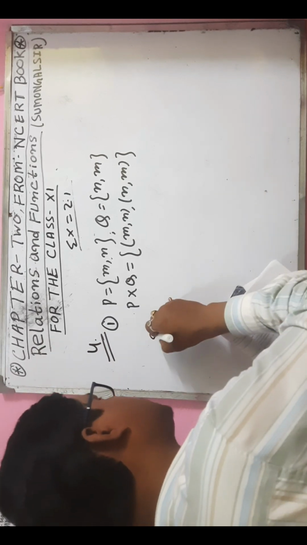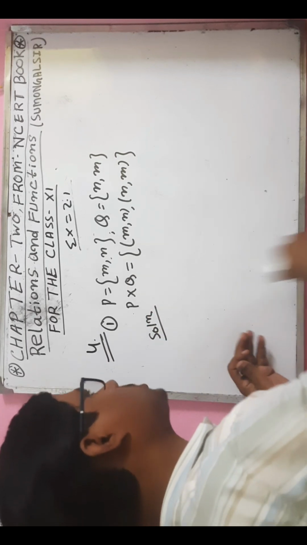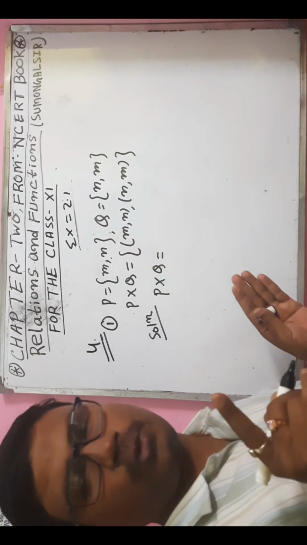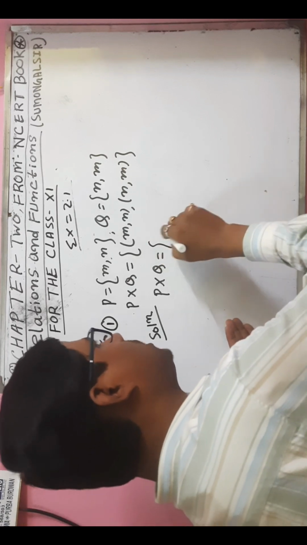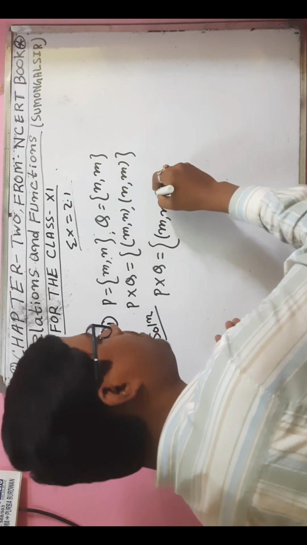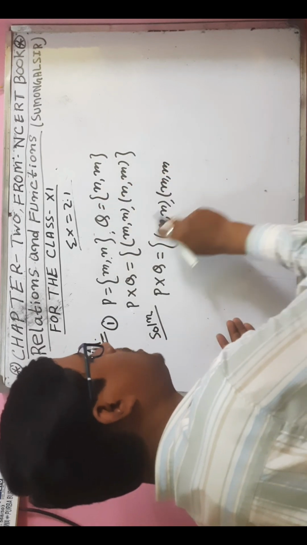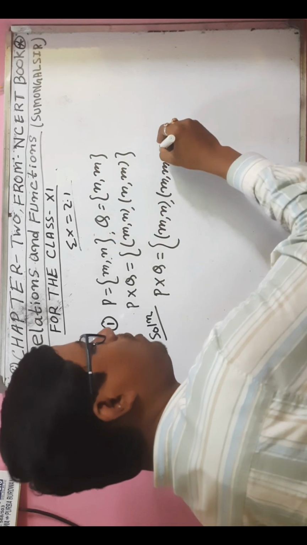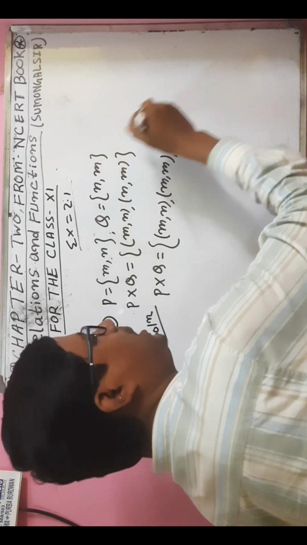So by our given condition, we are starting the solution. Now P cross Q means the first element comes from P and the second element comes from Q. The ordered pairs are (M, N) and (M, M), this one and this one. And now (N, N) and (N, M).